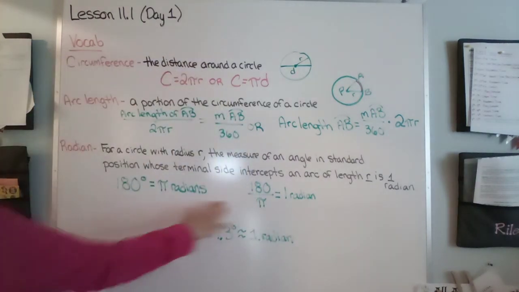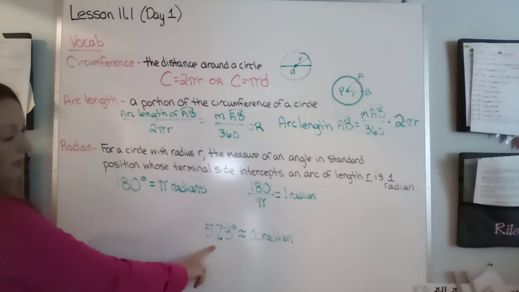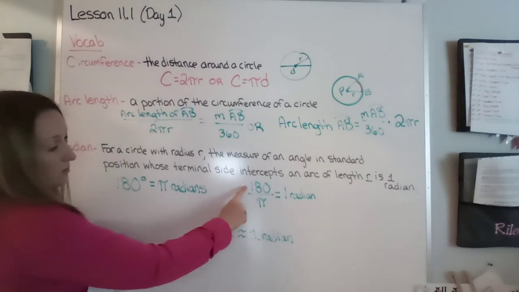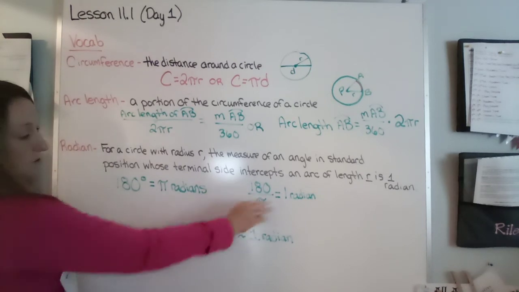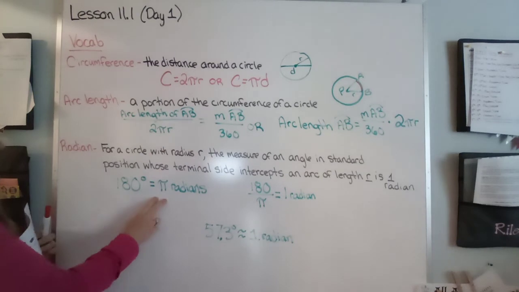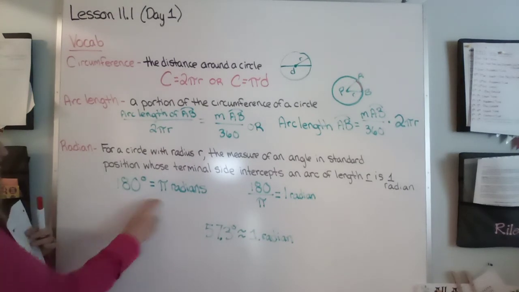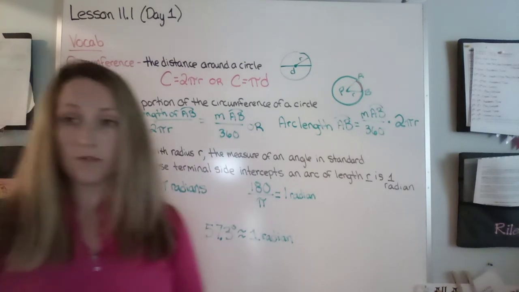We have some conversion factors here. First off, 1 radian is approximately 57.3 degrees. That's also 1 radian is equal to 180 divided by pi, and we're going to be using that conversion factor. Or you can also have 180 degrees is equal to pi radians. So that is the vocabulary.